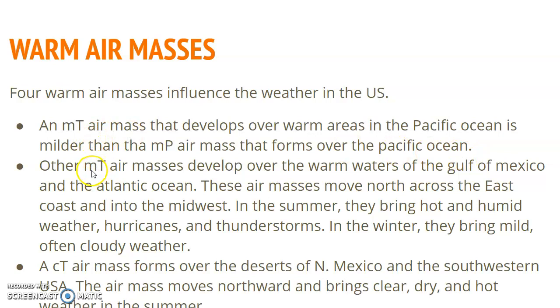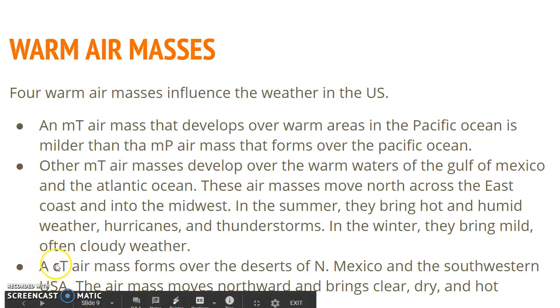Another one that we have is a maritime tropical air mass, wet and hot again. This normally develops over the warm waters of the Gulf of Mexico and the Atlantic Ocean. And it moves across the north to the East Coast and into the Midwest. In the summer, obviously, it's going to bring a lot of hot and humid weather because, again, tropical means warm and maritime means wet. So it's going to be very humid weather. And it often ends up bringing hurricanes and thunderstorms to these areas.